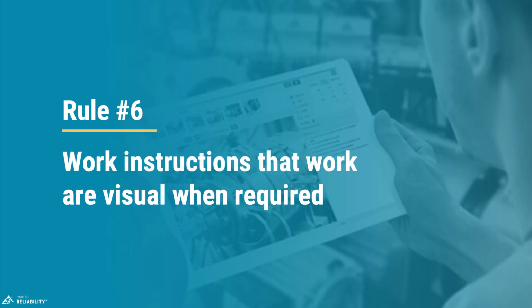Rule number 6, work instructions that work are visual, and they're visual when required. Now, you know the saying that a picture says more than 1,000 words, and that's where rule number 6 comes in. Work instructions that work are visual. That means you make appropriate use of pictures and graphics. You see, some things are just far more quickly and easily communicated with the use of a diagram or a photo than using lots of words. And I don't think there is a CMS out there anymore that won't let you embed or link documents. So there really is no reason not to do this.